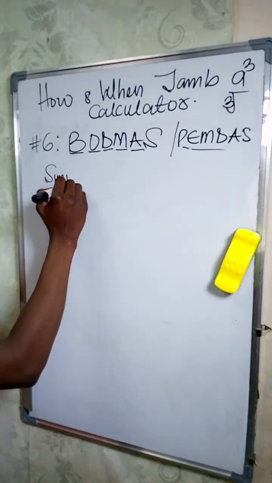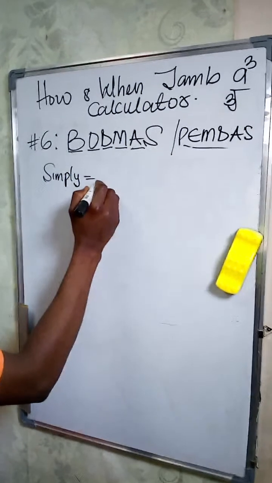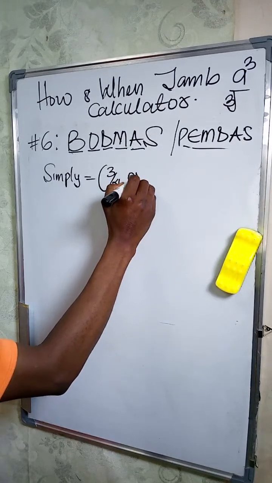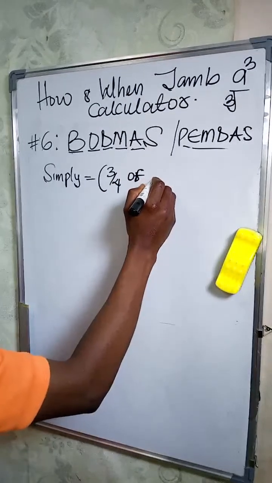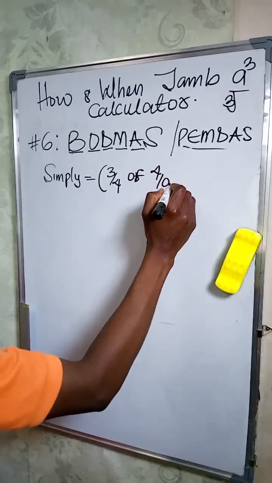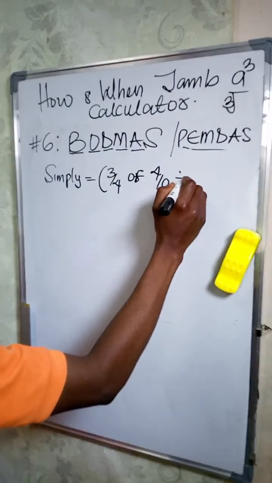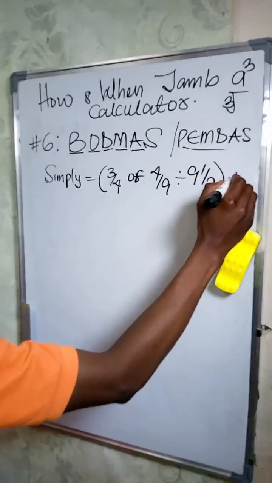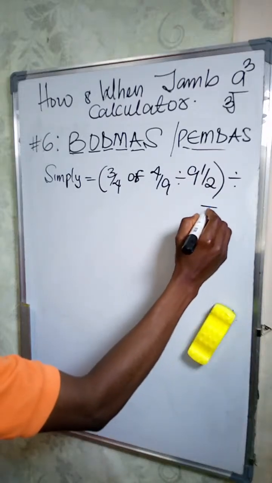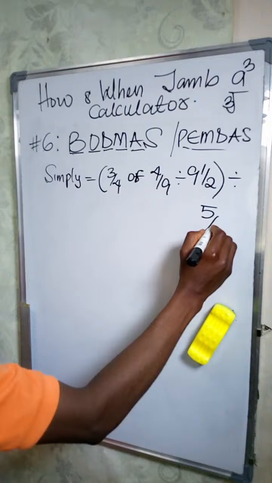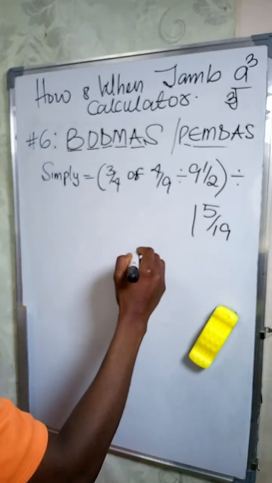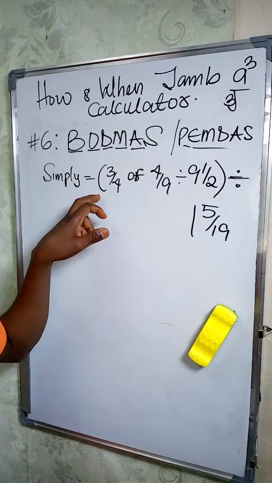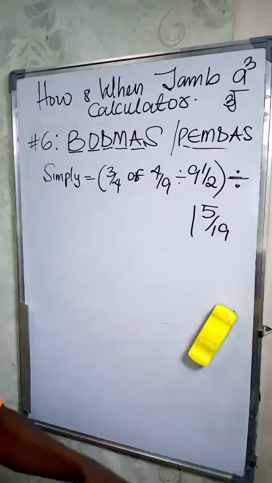Now I show you this question. They tell you to simplify this question. They give you 3 divided by 4 of 4 divided by 9, and they put this to be divided by 9 to this fraction. And they say this whole fraction is divided by 19, 1 divided by 19. And they make you simplify this one. So you see, we get brackets, we get of, we get division, and we get another division outside.